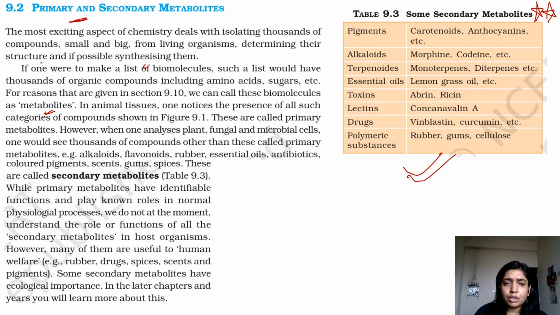However, when one analyzes plant, fungal, and microbial cells, one would see thousands of compounds other than the primary metabolites. Examples: alkaloids, flavonoids, rubber, essential oils, antibiotics, colored pigments, gums and spices. So these are all your secondary metabolites. This is an important line, which compounds come under secondary metabolites.